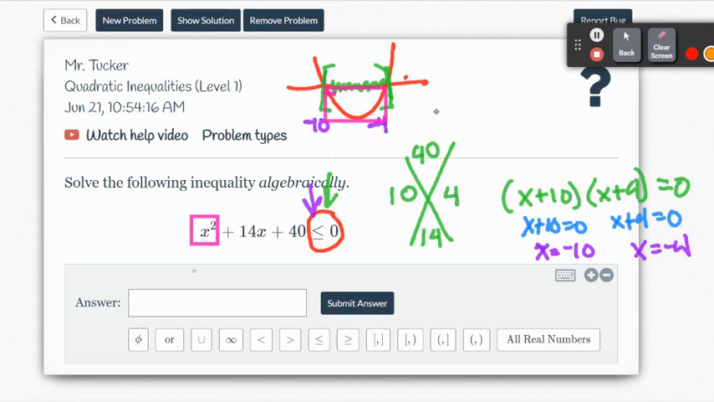So there's two ways to write that. I can write it with interval notation and just say [-10, -4]. Now, I put a parenthesis there. It needs to be bracketed. Bracket on both because it does include the endpoints.